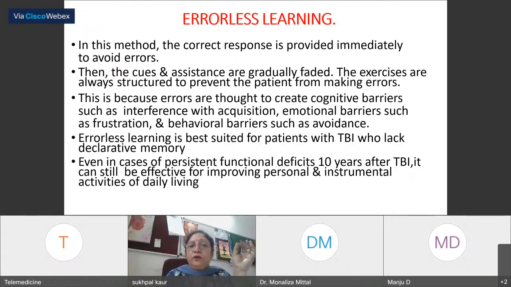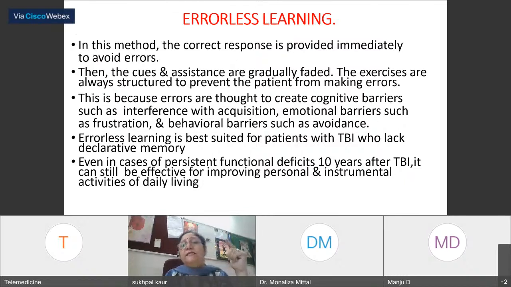Learning problems are quite common amongst these patients, as I told you, and I have seen certain patients who really go back to their childhood. So we need to teach them even how to feed themselves, how to bathe, how to carry out the activities of daily living. So errorless learning is another important aspect which can really help in these patients. In this method, the correct response is provided immediately to avoid errors. For example, the person has forgotten the name of his wife or the kids. We can immediately say that this is the name of his wife, this is the name of the kids, or any relationship.